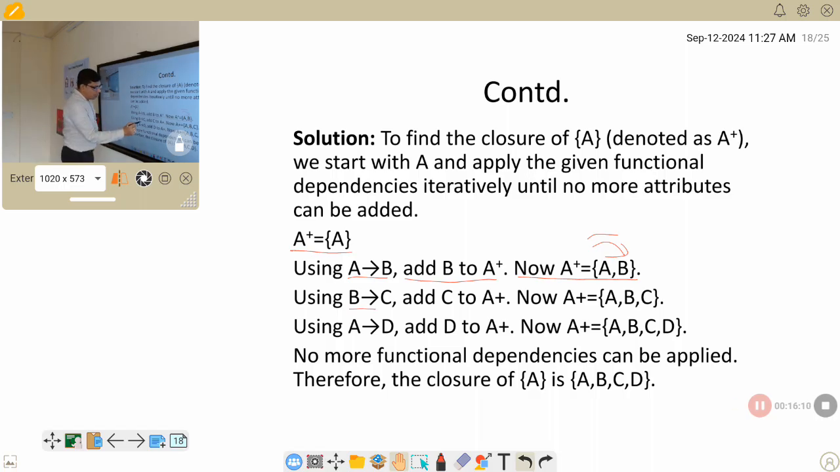Again, using B arrow C, C is also included inside the closure of A. Again, using A arrow D, D is also included. So A plus is A, B, C, D. All the attributes are present in the closure of A. No more functional dependencies can be applied. Therefore, the closure of A is A, B, C, D. If it contains all the attributes, that means A may be one of the keys of this relation.